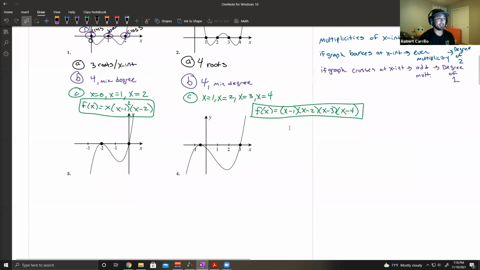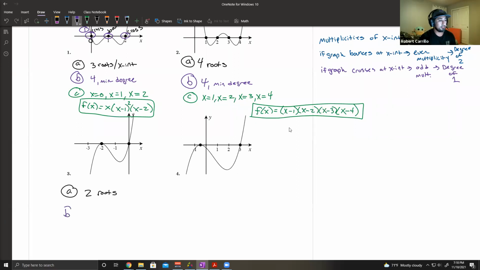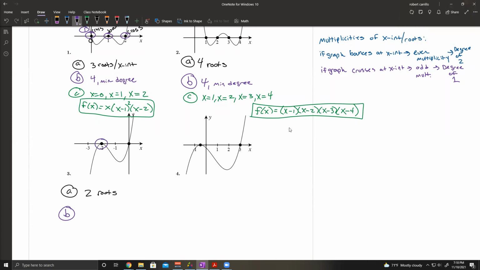Let's do it again. For number 3, how many x-intercepts do you see? 2 x-intercepts, roots or x-intercepts, whatever you want to say. All right. Let's look at our degree. What happens at -2? Does the graph cross or bounce? It bounced. So that would be a minimum degree of what? It would be even, so a minimum degree of 2. There you go.